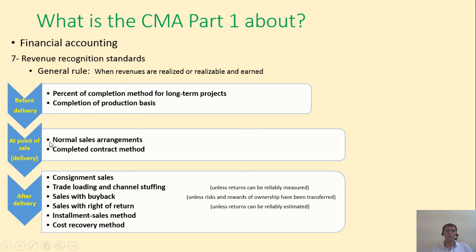We're going to see that we mainly recognize revenue at delivery in normal sales arrangements and in the completed contract method. And finally, we will see when revenue recognition must be delayed until after delivery. Again, we'll spend a lot of time on revenue recognition standards because companies have been manipulating revenue and earnings in general, and we need to discuss how they might do that.